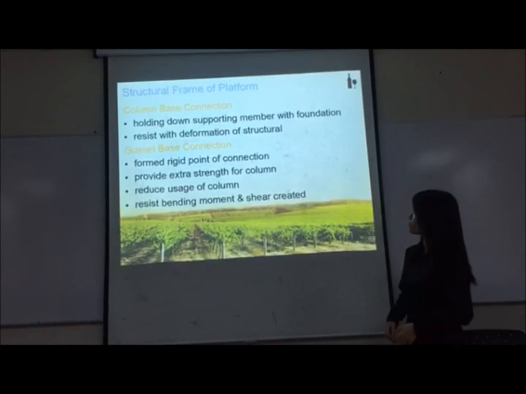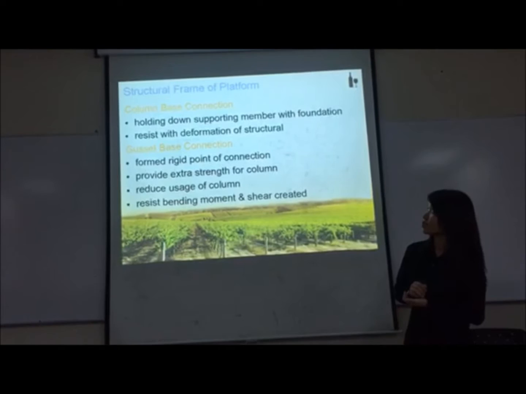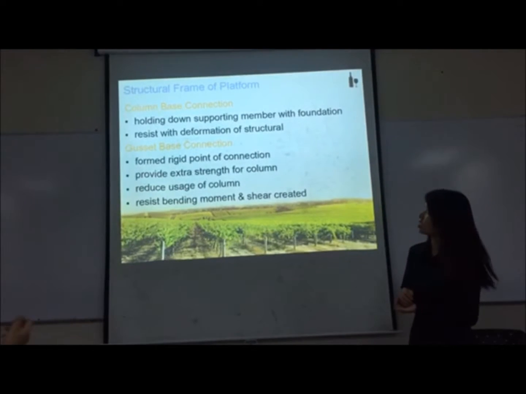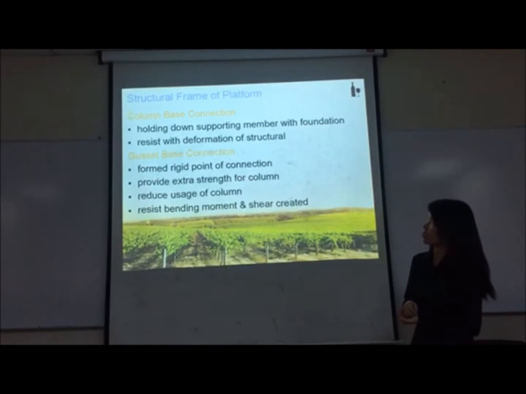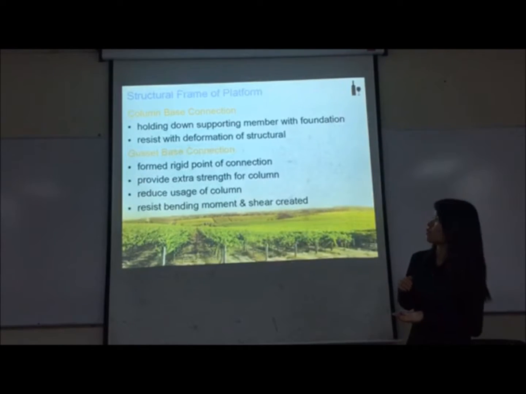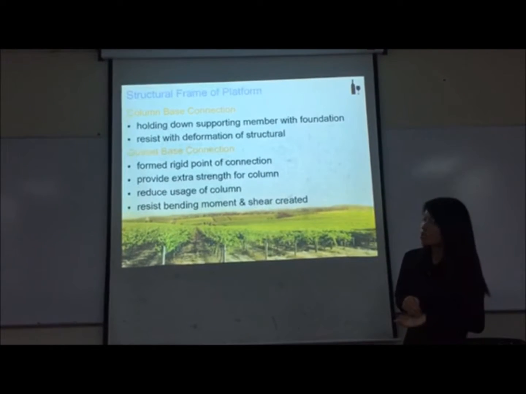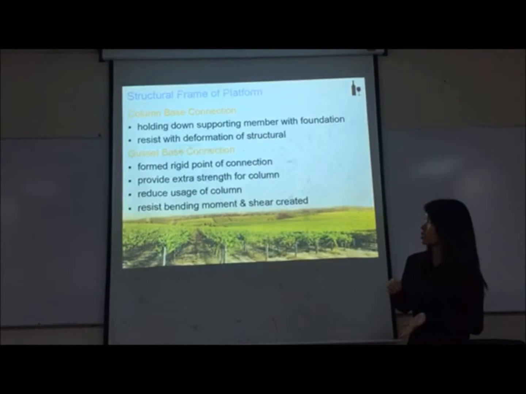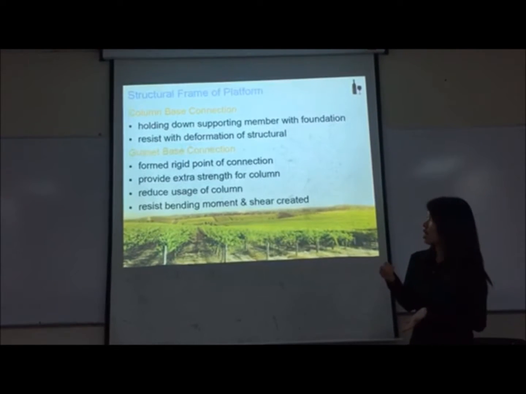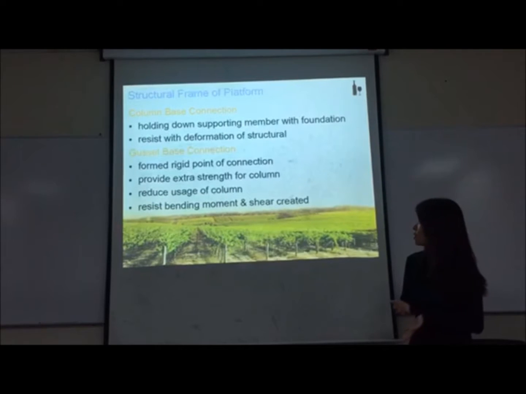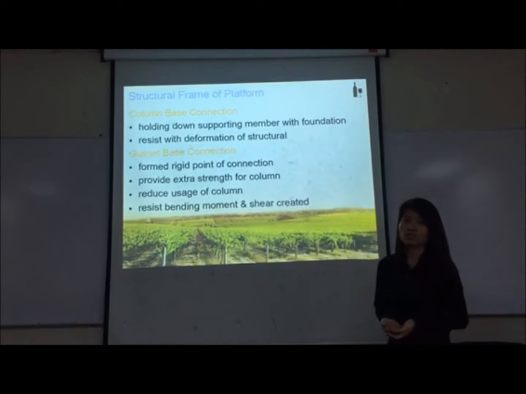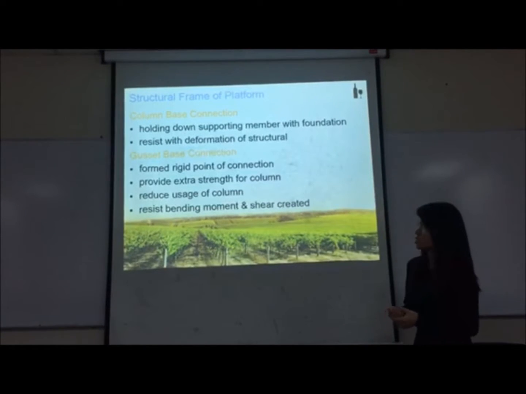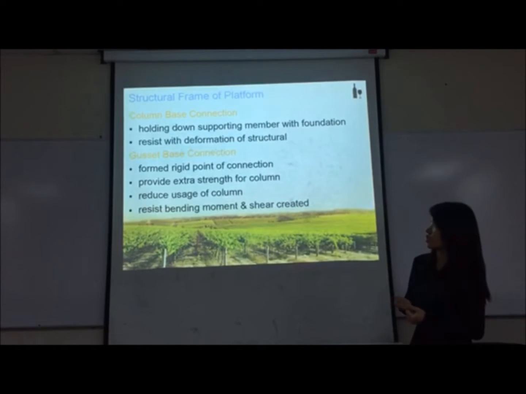For the structural frame of the platform, I recommend using column-base connections because they hold down the supporting member with the foundations and resist deformations of the structure. The column-base connection that I choose is the gusset-base connection, which forms a rigid point of connection, provides extra strength for the column, reduces the usage of the column, and resists the bending moment and shear created.